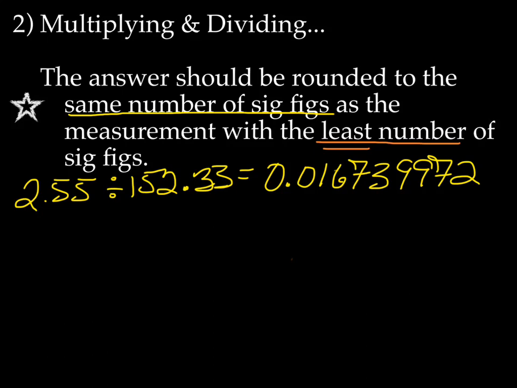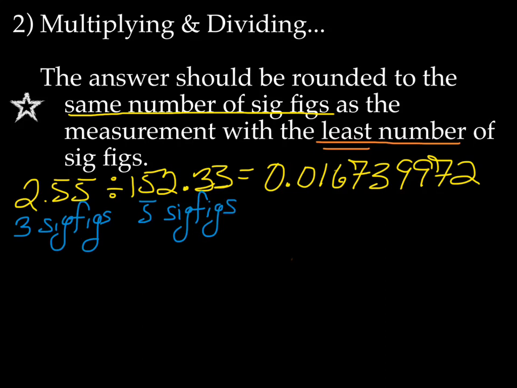Okay, so the next thing we need to do is figure out how many sig figs are in each of the original numbers. So 2.55. How many sig figs are in that number and why? I say there are 3 sig figs because all of those digits are non-zero digits and all non-zero digits are significant. All right, how about 152.33? How many sig figs in that number and why? I say 5 sig figs because, again, all of those digits are non-zero digits and all non-zero digits are significant.